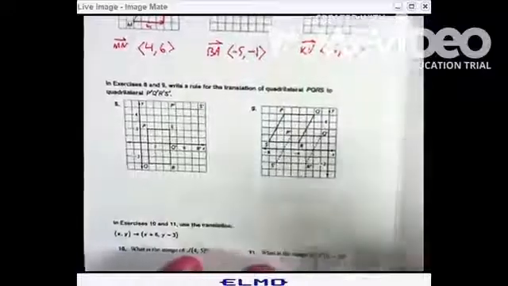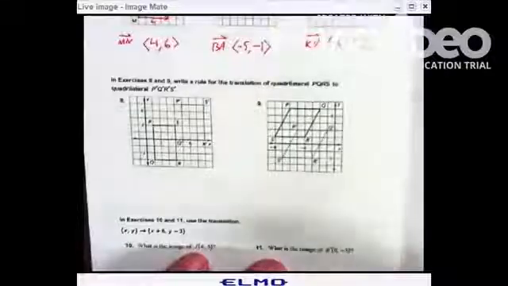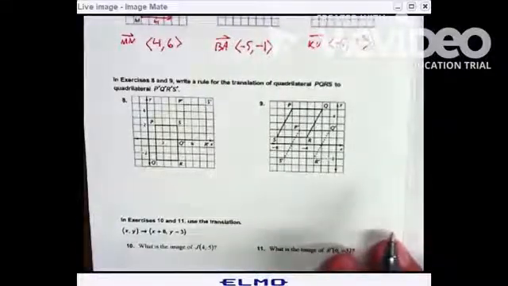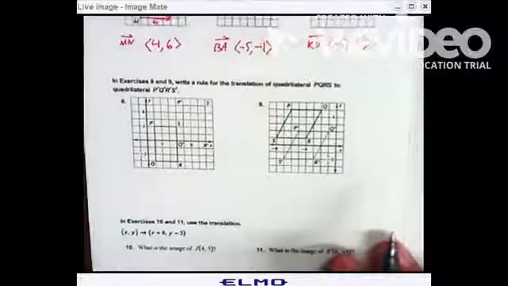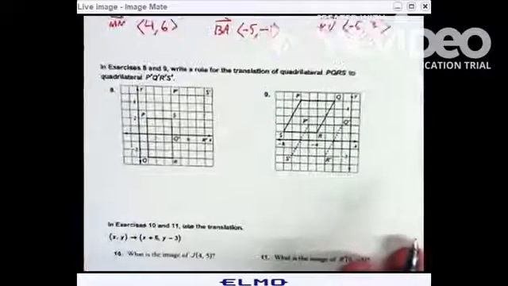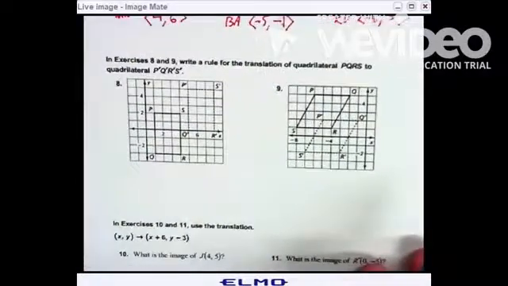All right, let's take a look at some of this stuff. Some of these, how we're going to use these. So in exercise 8 and 9, we want to write a rule for the translation of quadrilateral PQRS to quadrilateral P prime, Q prime, R prime, S prime. And yes, you do have to read it like that. It is not quadrilateral PQRS prime. It is P prime, Q prime, R prime, S prime.